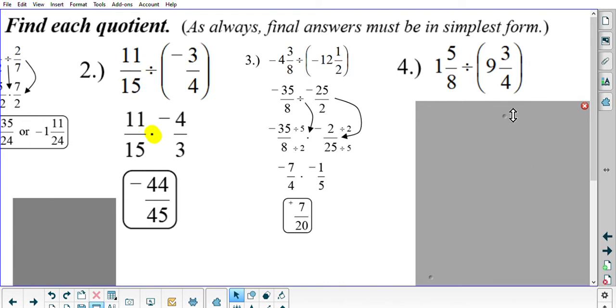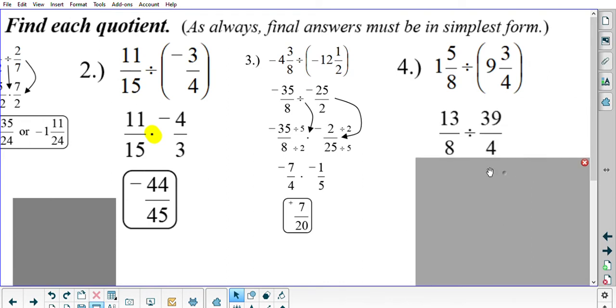Problem number 4. We have to make them improper fractions first. If you forgot how to do that, it's 8 times 1 is 8 plus 5 gives us the 13, still over 8. 4 times 9 is 36, plus 3 makes it 39, and so that's still over 4.